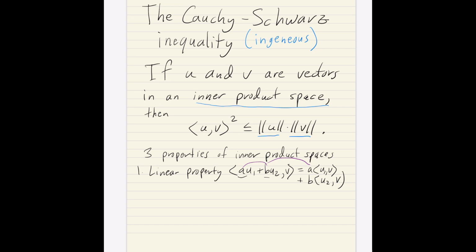And then the second property is the symmetric property. The symmetric property says that the inner product of u and v is the same thing as the inner product of v and u. So we can switch around the two things inside the inner product. And then finally, the third property is the positive definite property.